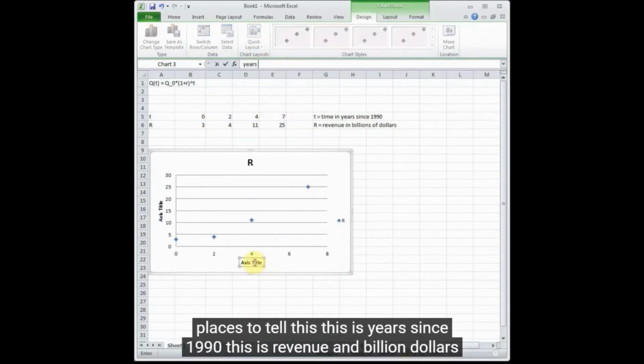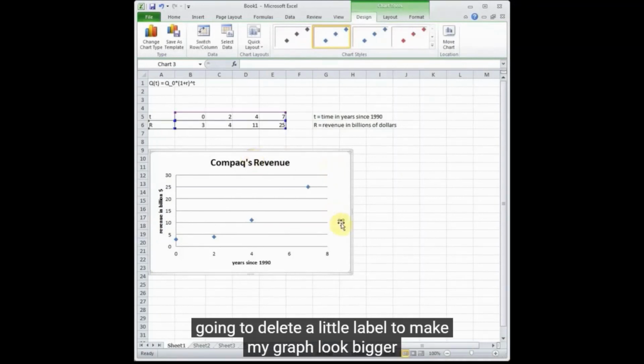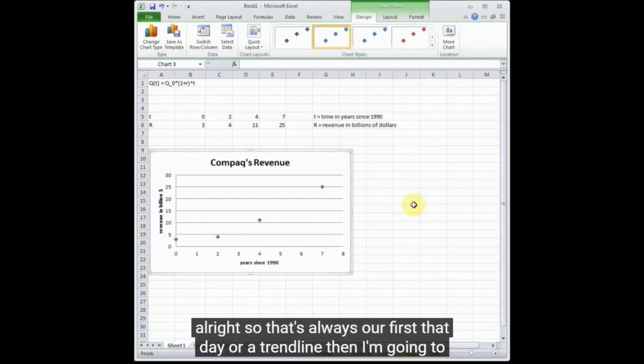So this is years since 1990. This is revenue in billion dollars. And I believe this data represents Compaq's revenue. So good enough. And then I'm going to delete that little label to make my graph look bigger. Alright, so that's always our first step, to get our trend line.